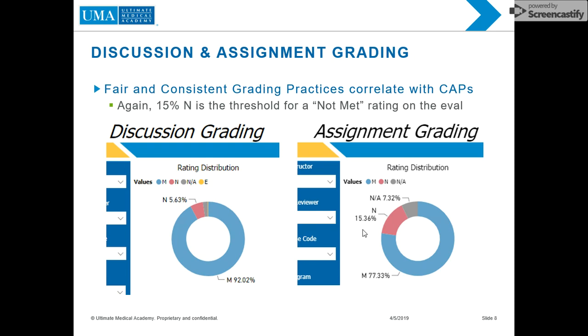Another area that is included is the fair and consistent grading practices. This does directly correlate with discussion and assignment grading. These are combined, so we'll have to look at both of them in order to get an accurate rating. You'll see for discussion grading, it is slightly less than a 6% N, and for assignment grading, it's just over 15%. But if we average them together, then the overall percentage for fair and consistent grading practices is less than 15% N, so that would still be a meets for that category.